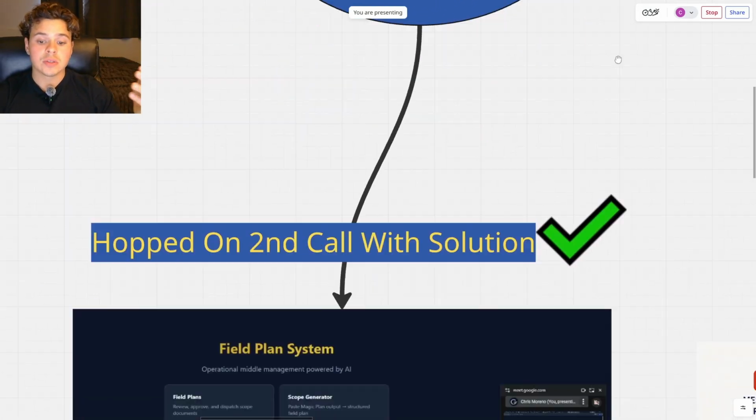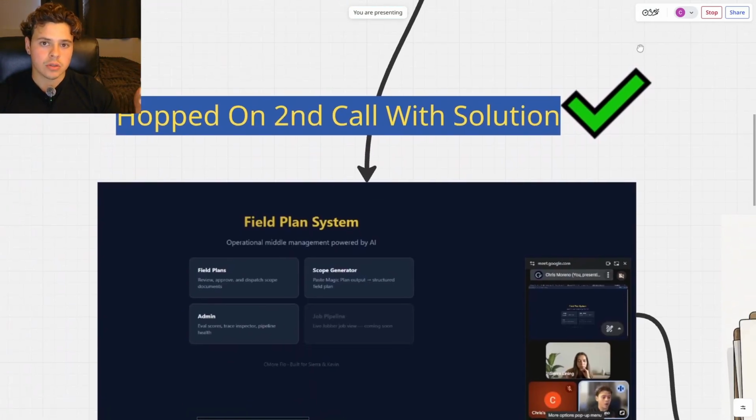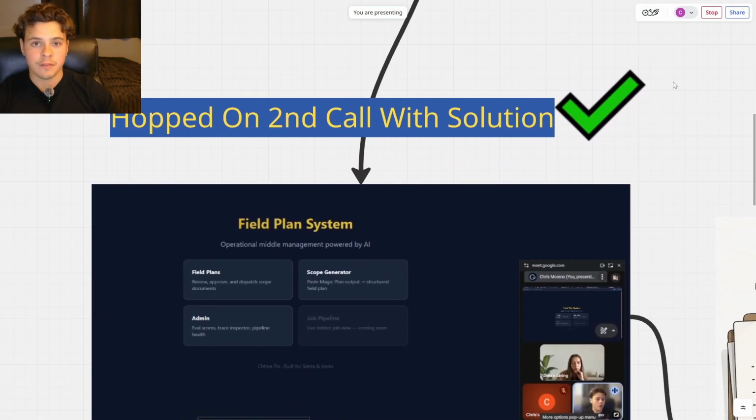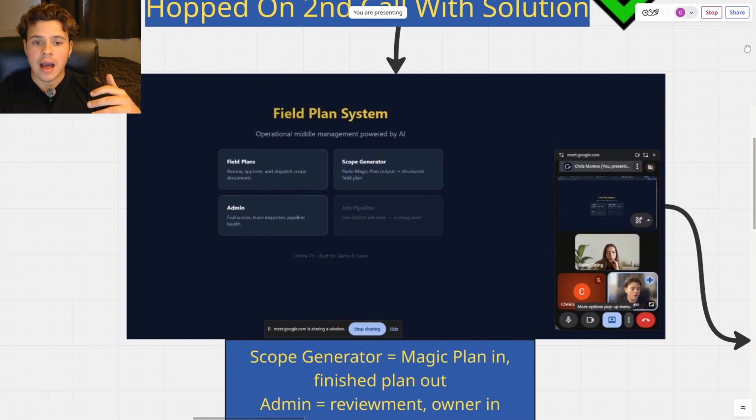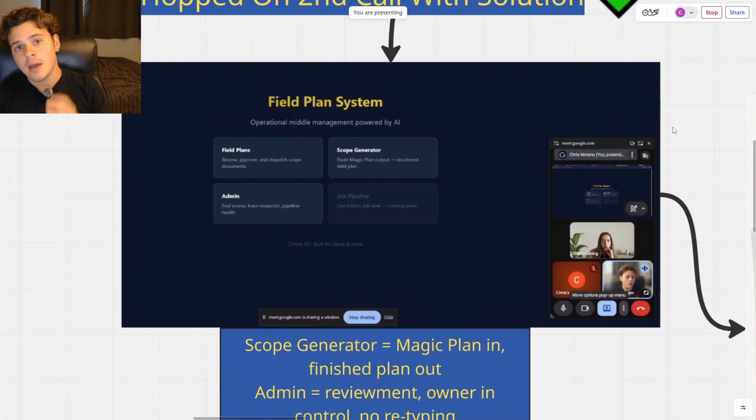So we got into a second call, and I proposed a solution, and I went out of my way to build a free deliverable, which I showed them. So we hopped on a Zoom, and basically I built out a field plan system where the goal wasn't to substitute what was already working, which was the image processor from their Magic Plan. But now they take this Magic Plan and it turns into a structured field plan, which is actually something that they look at and deploy to their contractors.